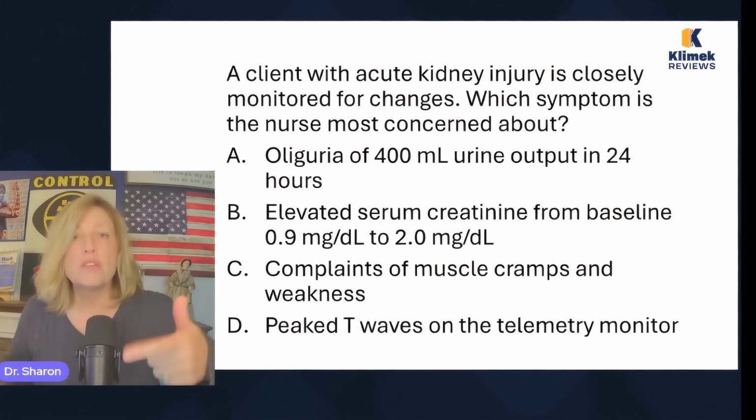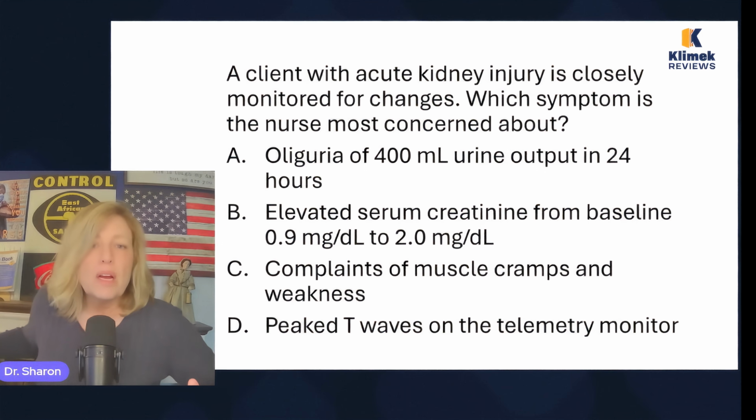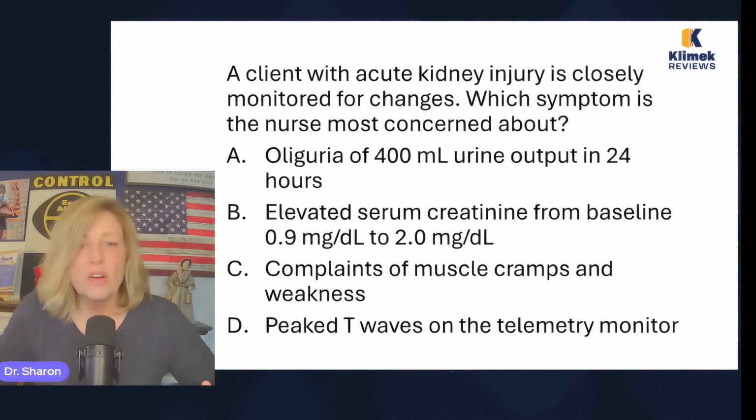So pre-renal, intrarenal, or post-renal. Okay. A client with acute kidney injury is closely monitored for changes. Which symptom is the nurse most concerned about? Oh, I didn't read the whole question. All right. I need to read the whole question, and that means I'm looking for the unexpected finding. Oliguria, 400 mils urine output in 24 hours, elevated serum creatinine from baseline 0.9 to 2, complaints of muscle cramps and weakness, peaked T waves on the telemetry monitor. Oliguria, most concerned about. So acute kidney injury.